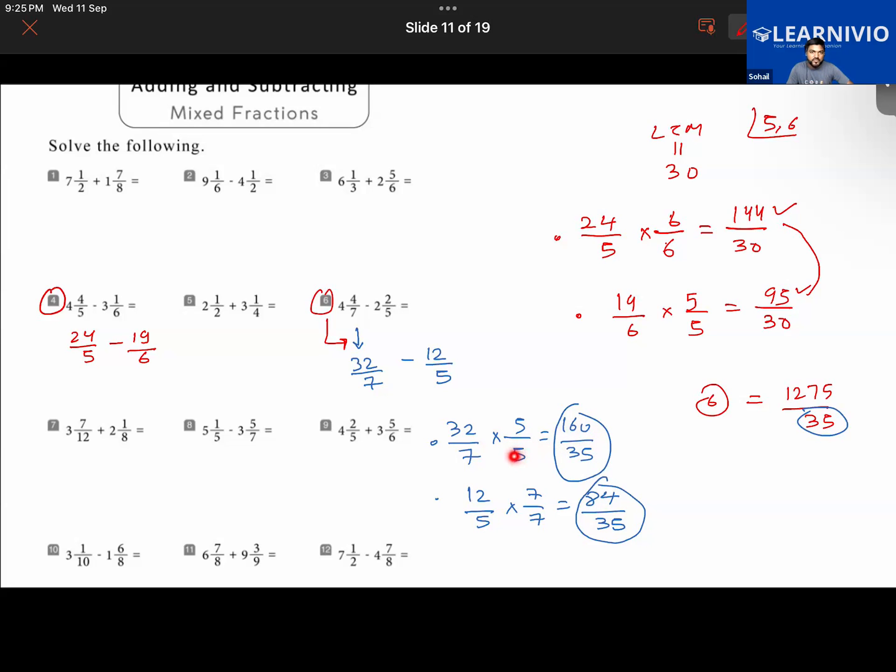Our aim is, by definition, like fractions are those fractions which have the same denominator. Earlier, they were unlike fractions. This one has 7, this one has 5 in the denominator. But by multiplying with suitable numbers, we have converted them into like fractions which have the same denominator. From here on, we can carry out the simple method. We can carry on as 160 plus 84. Their numerators will be added and the denominator will be same. Okay, now?